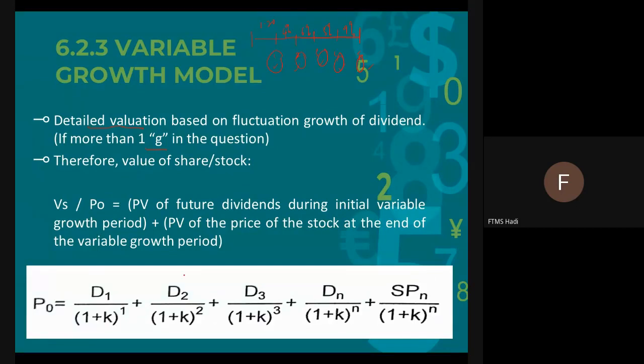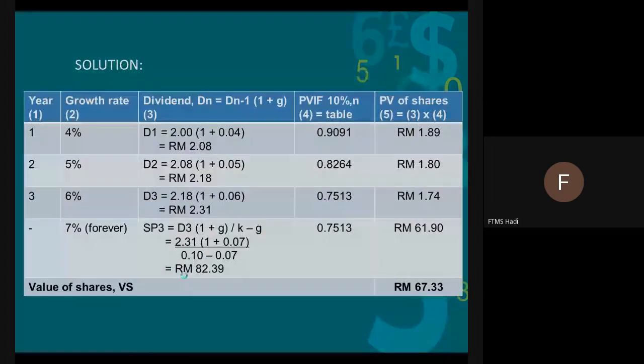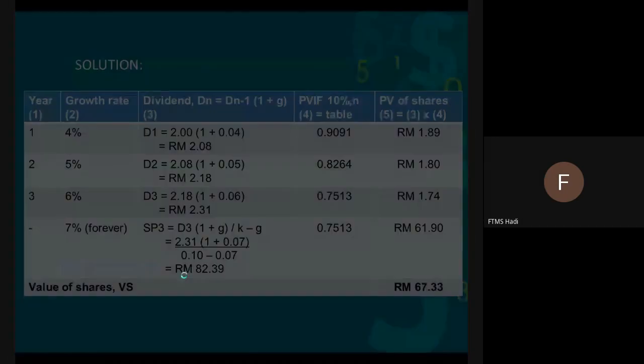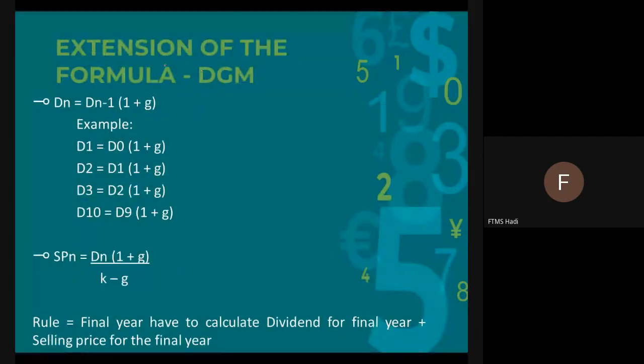However, I recommend you use this table to help you understand better. But before that, let's have a look at this extension of the dividend growth model formula. To calculate the dividend for a certain year, Dn is equal to Dn minus 1, the year before, multiplied by 1 plus G. For example, if you want to calculate the dividend for the first year, last year was D0, so D1 is D0 times 1 plus G. If you want to calculate D2, that is the year before, D1 times 1 plus G. And then D3 is equal to D2 times 1 plus G.